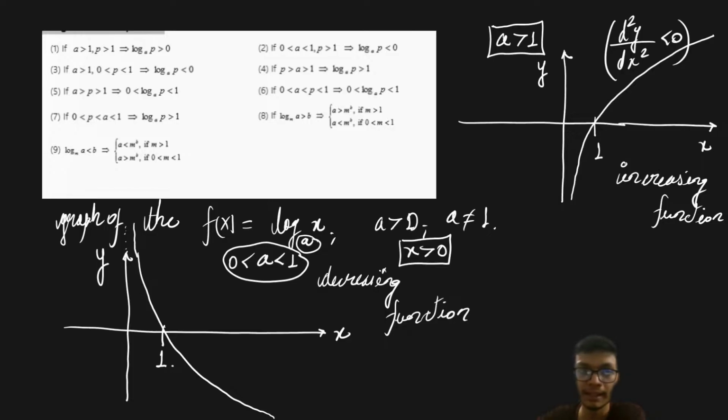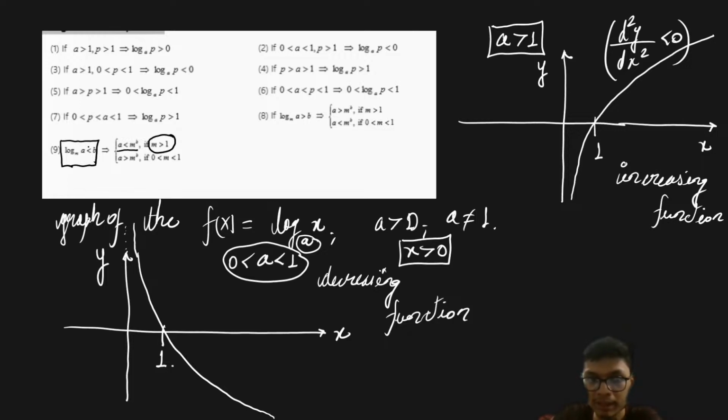Now, if this is clear, let us discuss the properties. Let us start from this property because it is very obvious. If I have log of a with base m less than b, then I will have two conditions. Either the number a is less than m to the power b when m is greater than 1, right?